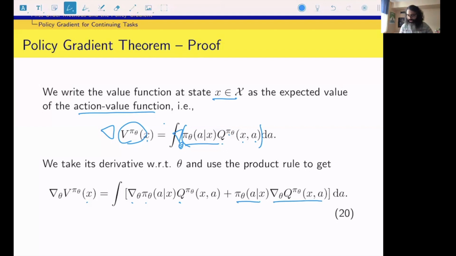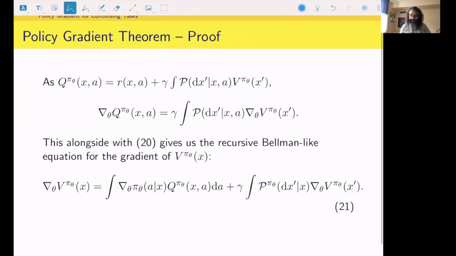So this is kind of interesting. Now this term is clear, and this term is also clear. Now I need to compute the gradients of the action value function with respect to the policy parameters. So that's our next step.